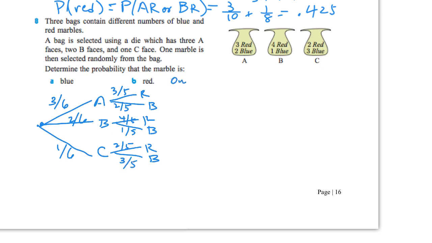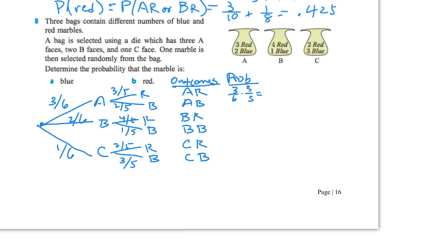So remember, outcomes, before you even check on the questions. Bag A, red disc. Bag A, blue disc. Bag B, red disc. Bag B, blue disc. Bag C, red disc. Bag C, blue disc. Probability. Multiply the branches. 3/6 times 3/5 is 9/30. 3/6 times 2/5 is 6/30.